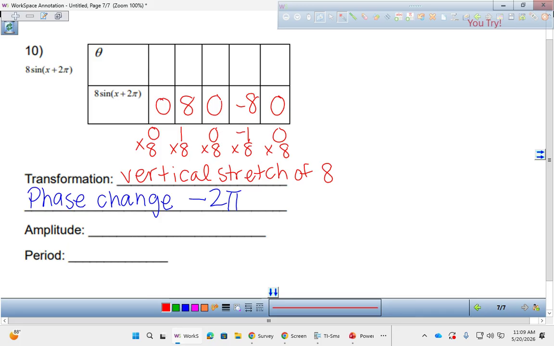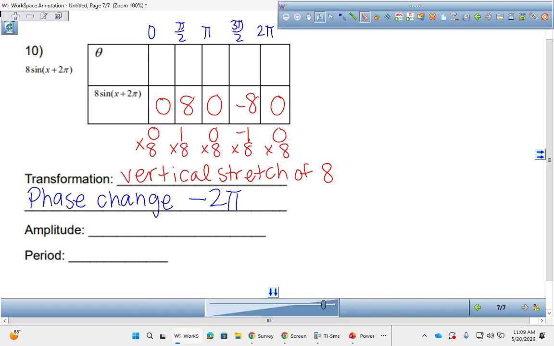So that would be when we multiply the values by that number, because it would be like 2 times x. This is x plus 2 pi, like it's addition, subtraction. So I'm going to take the original x values, 0, pi over 2, pi, 3 pi over 2, 2 pi. And I am going to give them a phase change. And this phase change is going to be a negative 2 pi, because it's left. So minus 2 pi.